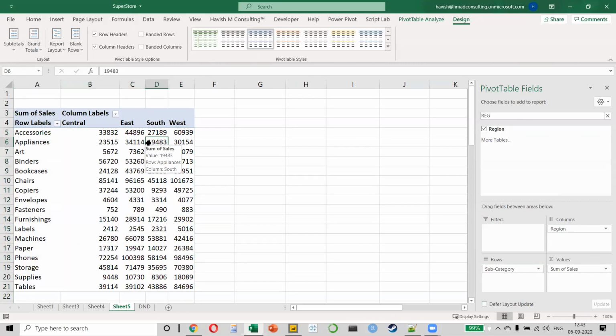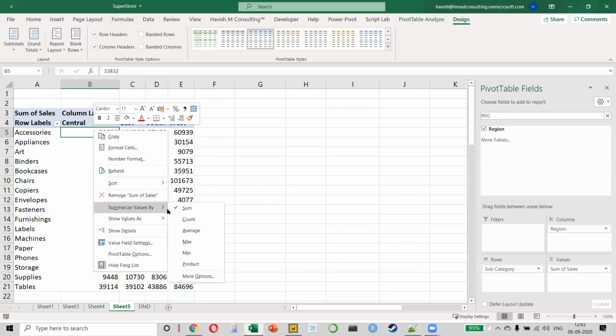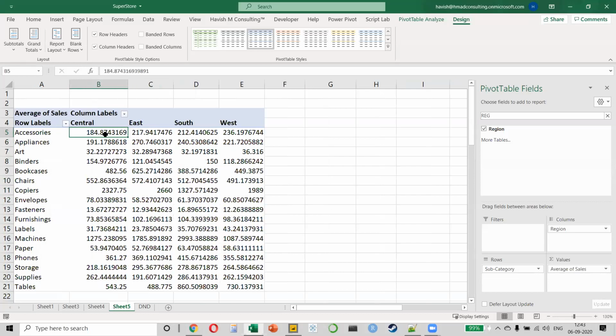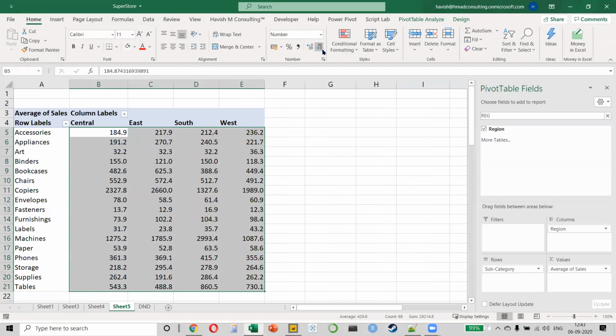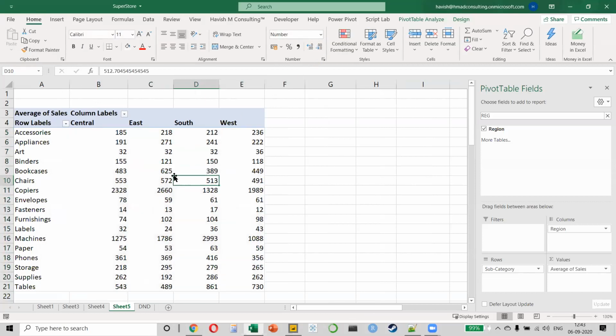If I ask you, what is the average of every transaction? What will you do? You will say right click, summarize as average. What does it mean? It means that I must have sold accessories hundreds of times. And if I take the sum of accessories divided by the count of accessories, it will give me 184. Right, everybody?